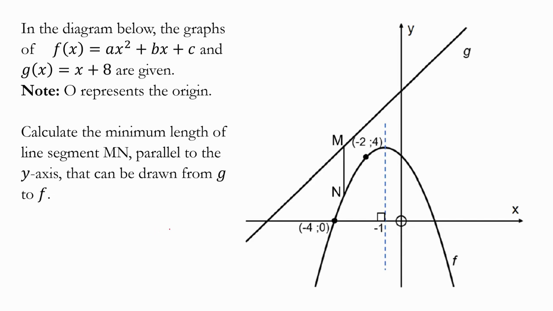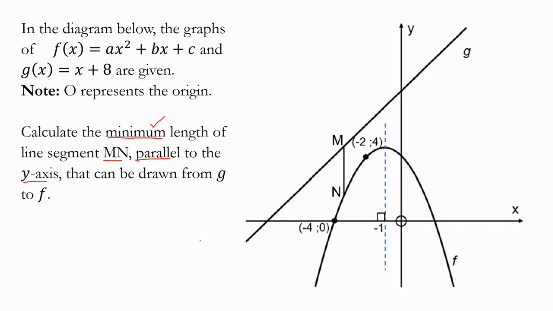Let's do the last part for question 9. It says calculate the minimum length of the line segment MN parallel to the y-axis that can be drawn from G to F. So what is the meaning of this? How can we find this?